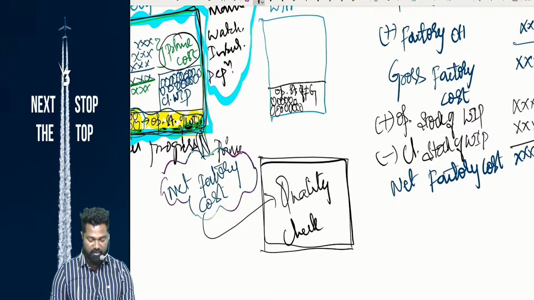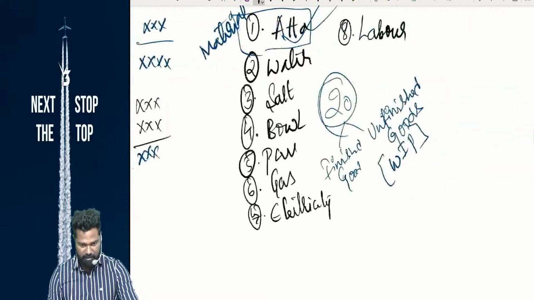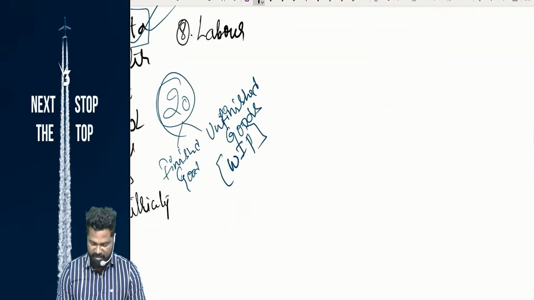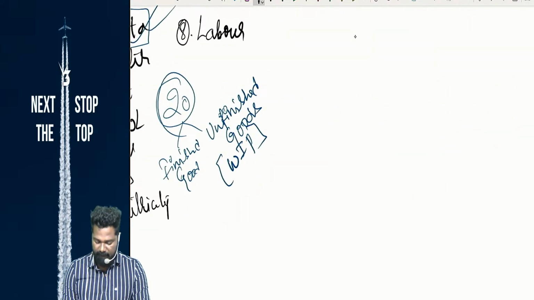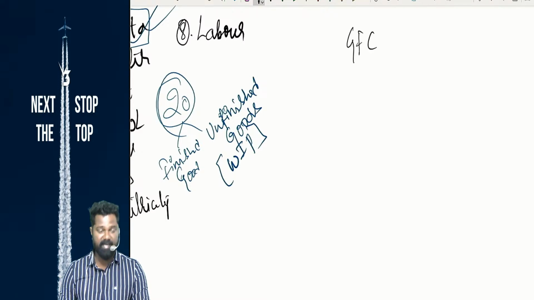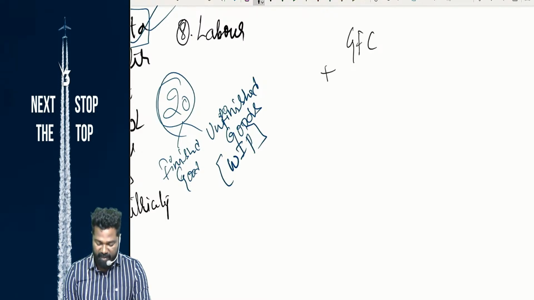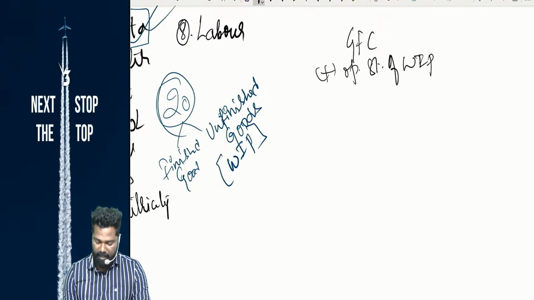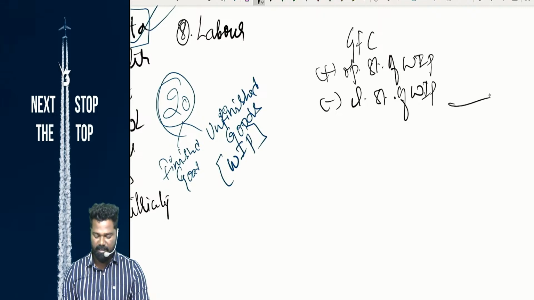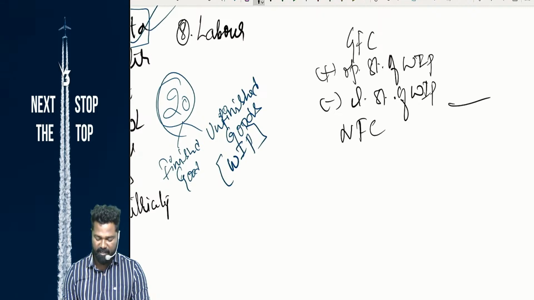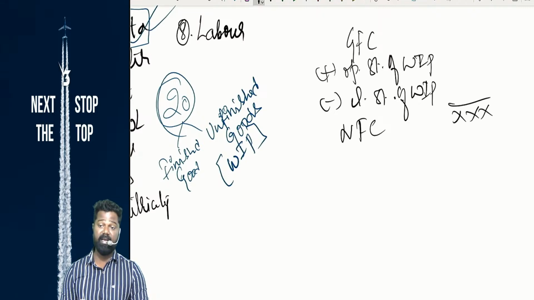Tell me, after that you said, what are the items in the cost sheet? Tell me. First, gross factory cost तक तो समझ में आ गया ना सबको. And then what we added? Opening stock of WIP less closing stock of WIP. Okay, then what will come? Net factory cost. यहां तक तो सबको समझ में आ गया ना बच्चों.